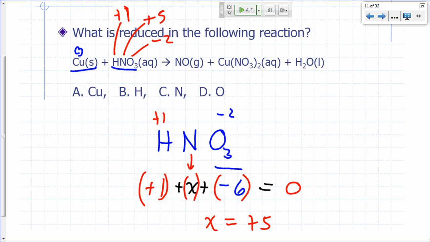What about NO? Oxygen, what is it? Second most electronegative. We don't have a fluorine there, so oxygen here must be -2. So the nitrogen here must be +2. Oxidation numbers must add up to 0 for a molecule. How about copper nitrate here? We've already done the nitrate, so it's the same thing here. Nitrate. Okay, let's look at nitrate.